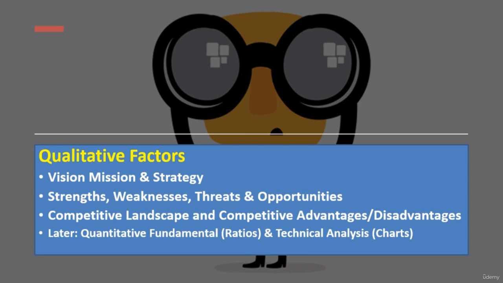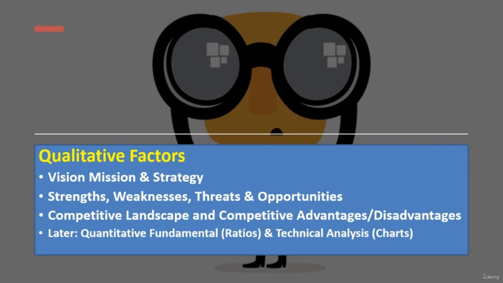Strengths and weaknesses are internal to the company. Threats and opportunities are things that are external to the company. And we're going to do some things like a SWOT analysis around that. Plus, we've got other tools to look at the competitive landscape and the competitive advantages and disadvantages, and how to evaluate companies that way. So this is all going to be a section all around qualitative.